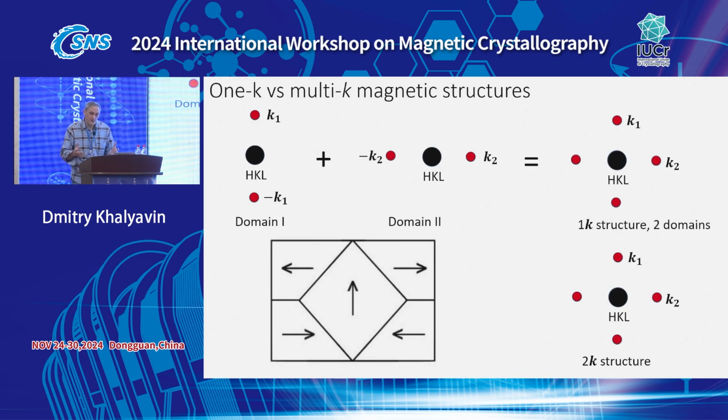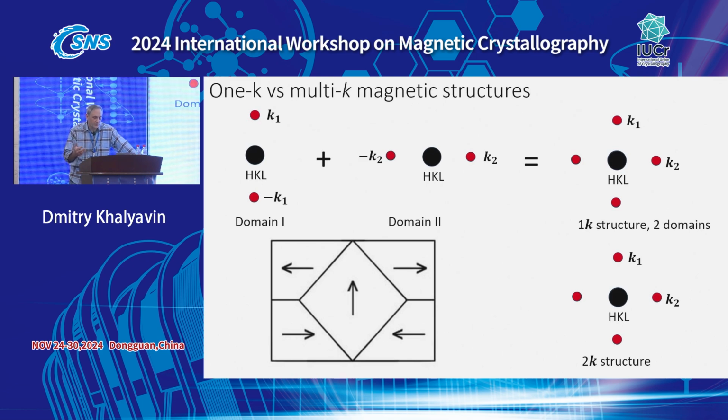But locally, microscopically, the structure will look very different, and it's very important for physical properties to understand whether it is a multi-K structure or a single-K structure. And so, can we actually figure out somehow whether it is a one-K or multi-K structure?